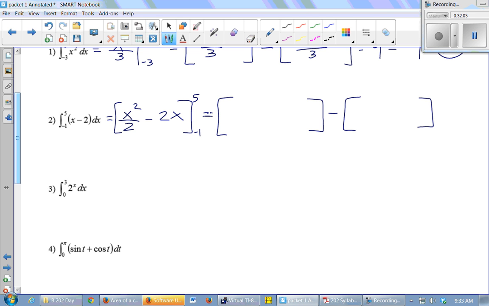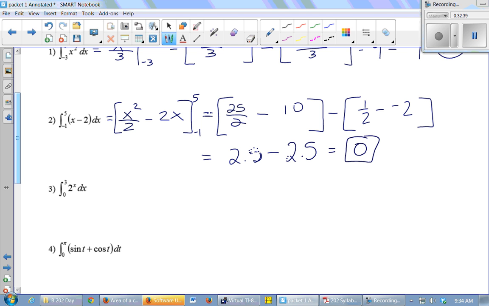So I'm going to set up a parentheses for plugging in my 5, and set up a parentheses for plugging in my -1. When I plug in my 5, I get 25 over 2 minus 10. And when I plug in my -1, I get 1/2 minus -2. So then simplify each parentheses and subtract. So 12.5 minus 10 is 2.5. And 1/2 plus 2 is 2.5. So you get 0.